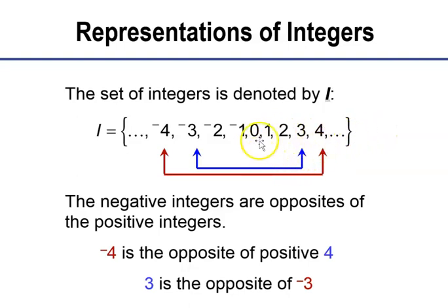And if you look just to the right, starting at 0, 1, 2, 3, 4, 5, those are the whole numbers, right? So we're adding an entire new group of numbers to our list to call them integers, the negative of the whole numbers. So the negative integers are opposites of the positive integers. That's the way you should think about negative integers. They're just the opposites of the positive integers. Negative 4 is the opposite of positive 4, whereas 3 is the opposite of negative 3.